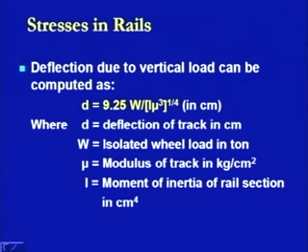In this case, the deflection D of the track equals 9.25 multiplied by W, where W is the isolated wheel load, divided by the 4th root of I multiplied by the cube of mu, where I is the moment of inertia of the rail section and mu is the modulus of track in kg per centimeter square. So, we take the cube of mu, multiply it with the I value, and then take the 4th root of that to find the value of D.